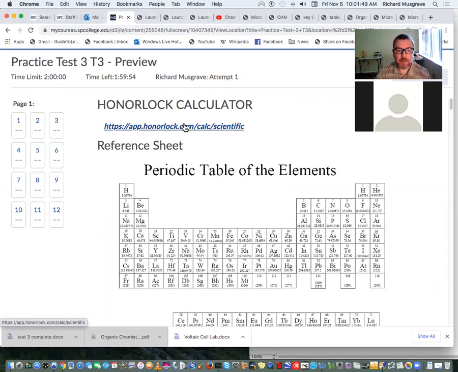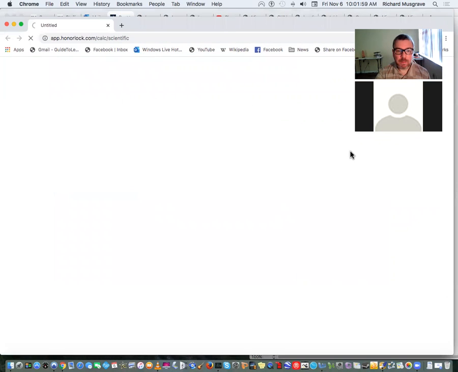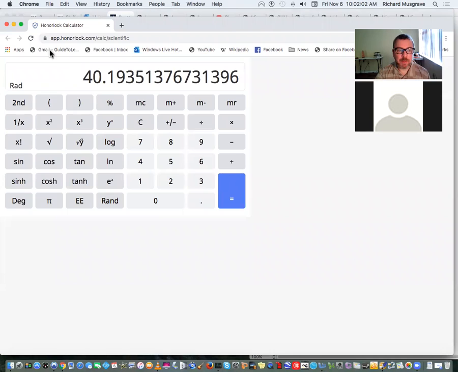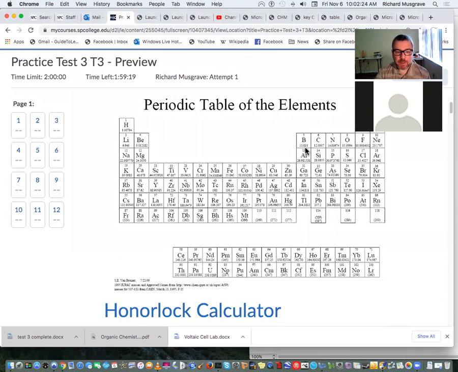The other thing is that you're required to use the Onalog calculator, and my recommendation would be that you right-click on it and open it in a new window, and then you can practice with it in the window adjacent to the test. That's how I would manage it. It's not going to be exactly the same on the test. There's another button that you press in the Onalog system that allows you to bring up the calculator. But this sort of allows you to emulate that situation. So you can see that you will have a periodic table.